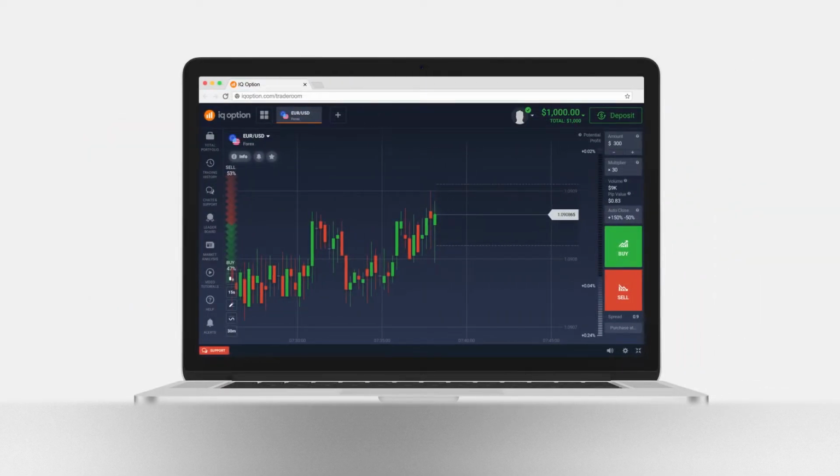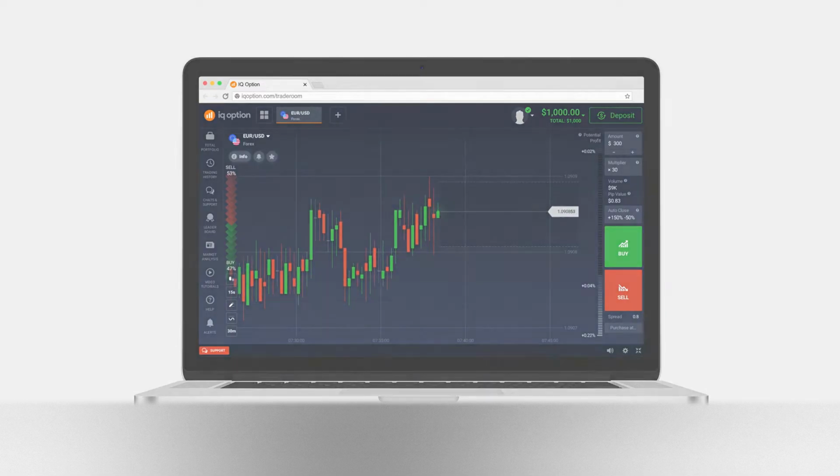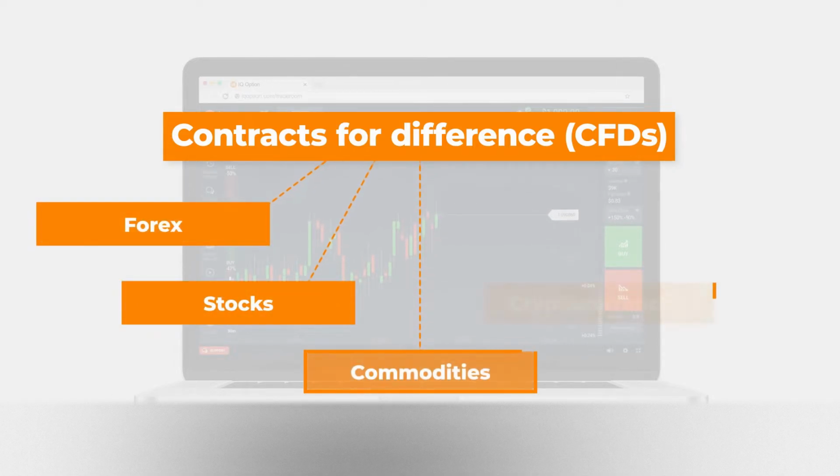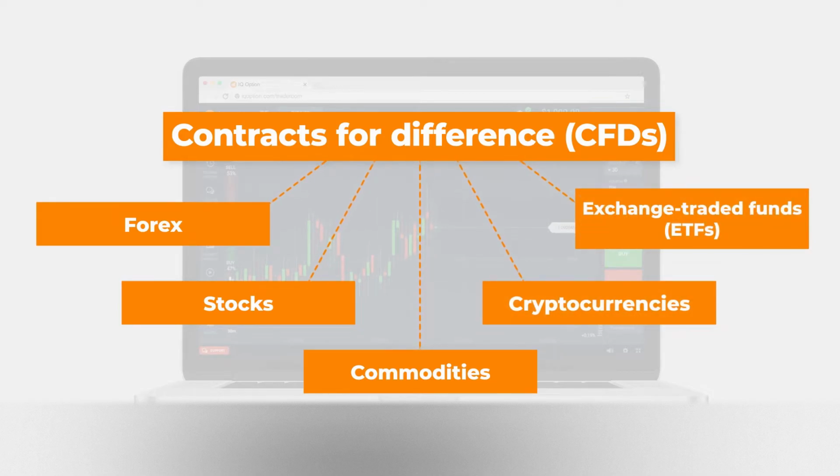On the IQ Option platform, you can apply take-profit stop-loss orders to all assets that are traded via contracts for difference, CFDs, Forex, stocks, commodities, cryptocurrencies, and exchange-traded funds, ETFs.